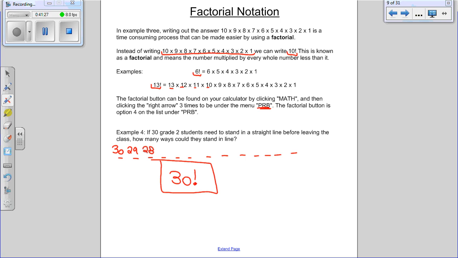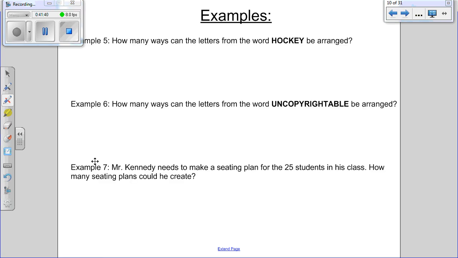All right, examples. You're going to notice there's a lot of word examples. So this one is an example of a word example. It says, how many ways can the letters from the word hockey be arranged? They don't care how you arrange them. It doesn't have to make another word. They just want to know how many ways you could arrange it. To figure that out, you're going to use the fundamental counting principle. How many letters are there? That means there's 6 placeholders, and you need to put a letter into each spot.